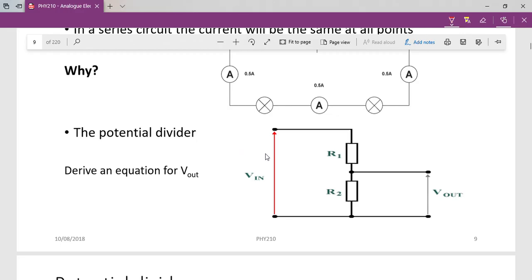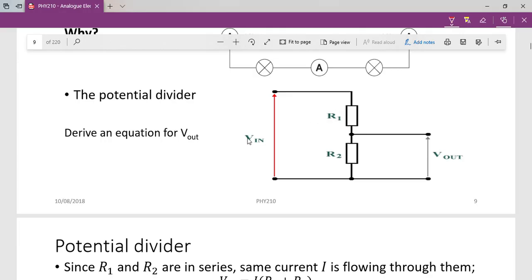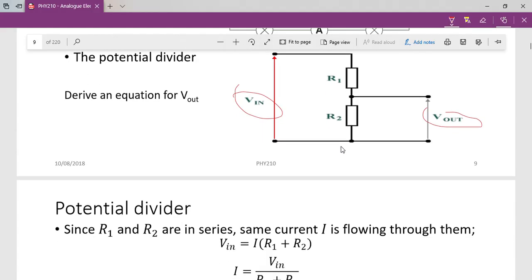A potential divider occurs when two resistors are in series and divide the voltage output. For example, here we have volt in, which we sometimes call the voltage source, and this is the voltage output. Now as you can see, we have R1 here and R2.